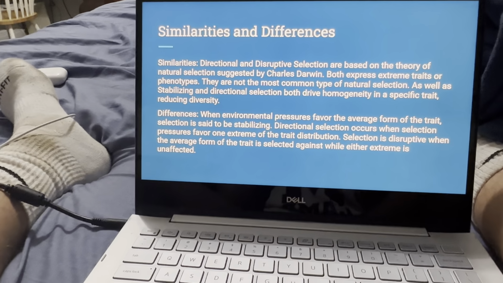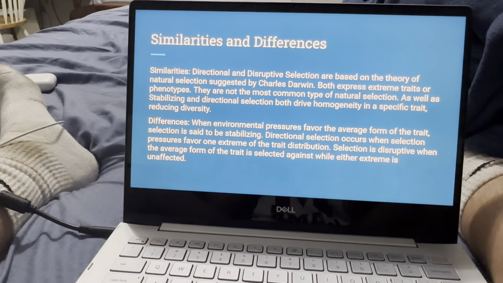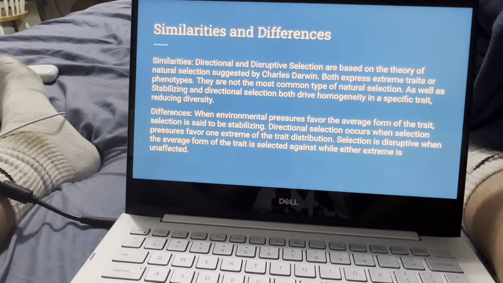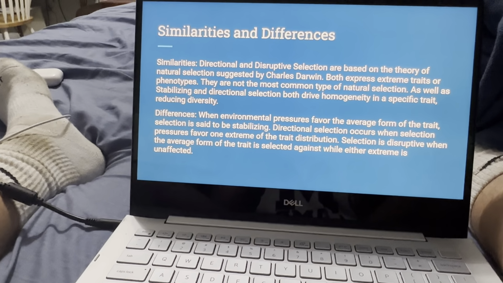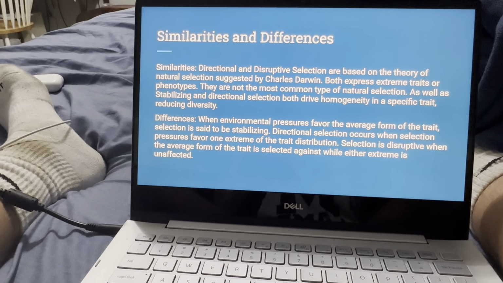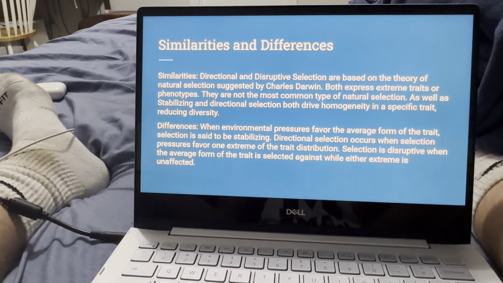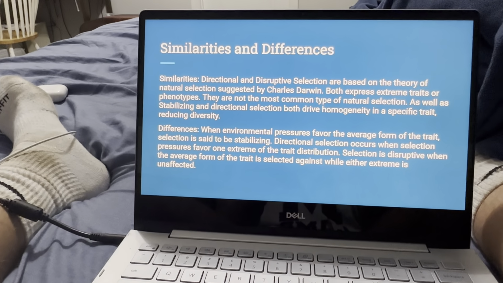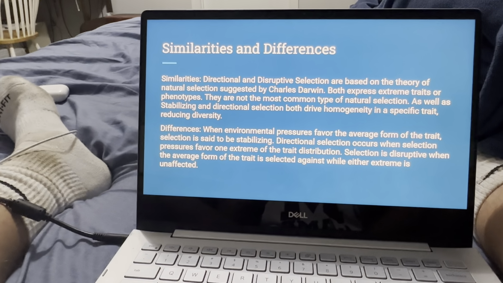Differences. When environmental pressures favor the average form of a trait, selection is said to be stabilizing. Directional selection occurs when selective pressures favor one extreme of a trait. Selection is disruptive when the average form of a trait is selected against, while either one extreme or the other is unaffected.